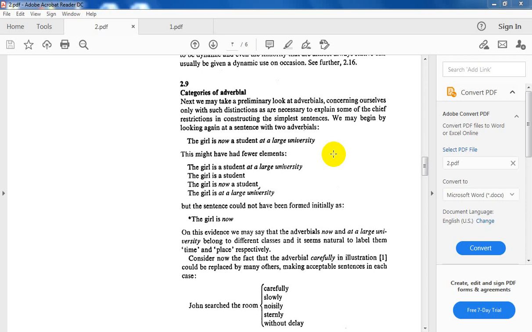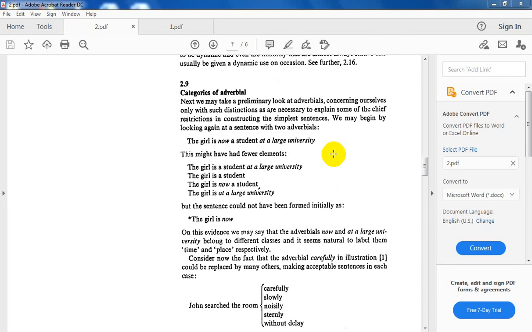So after discussing the categories of verbs and the semantic classification, and we have the syntactic classification and the semantic classification of verbs into, say, according to the meaning of the verb. We have classified the verb into stative and dynamic. Again, I have what is called categories of adverbials.